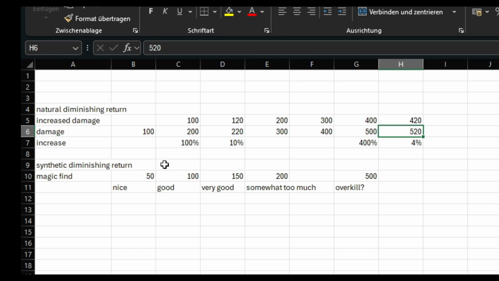Flat damage applies to this, of course, also. Synthetic diminishing returns are different and, to my knowledge, only apply to Magic Find in Path of Exile, but there might be other cases. For this, it's very difficult to know where the diminishing returns is because the curve just works differently. For example, 50, 100 and 150 Magic Find all are pretty good values. At 200 we see quite a decrease in value, and 500 barely has any difference to 200. So this is very difficult to see just from the numbers, so these need way more testing compared to natural diminishing returns.